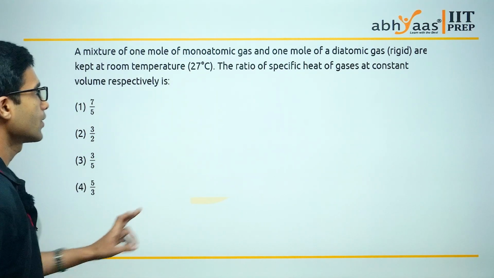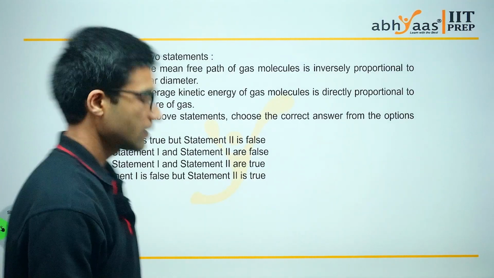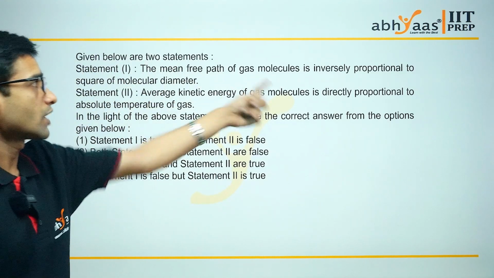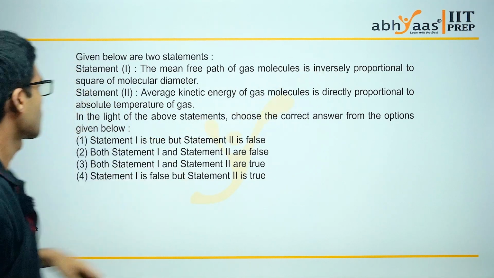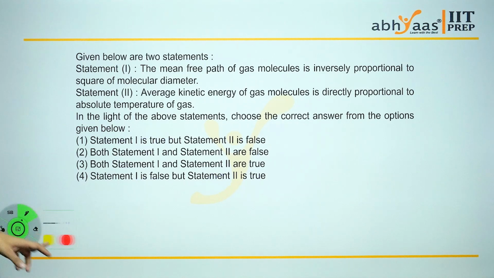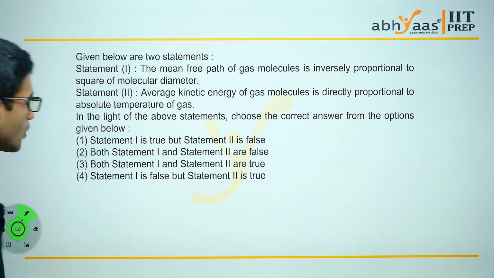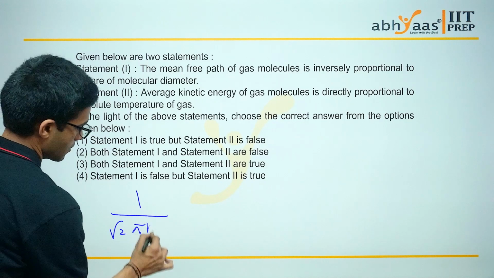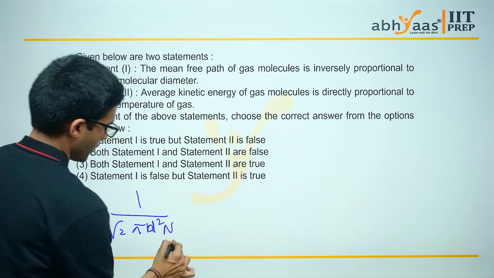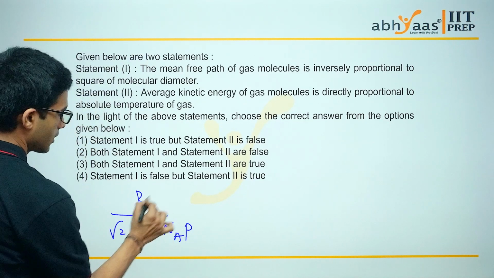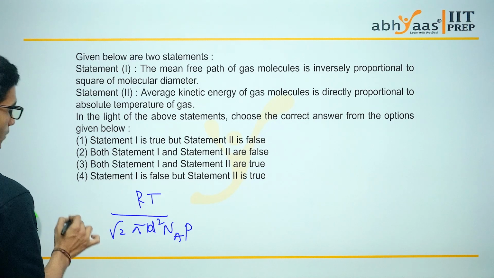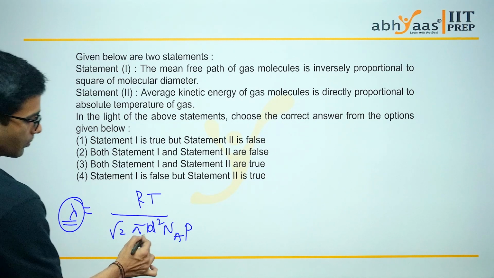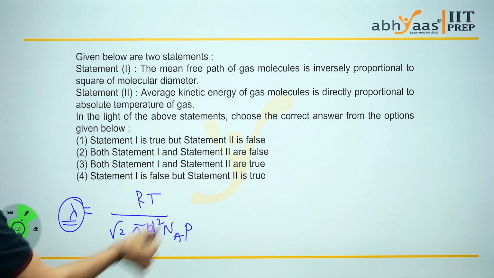Okay. Now going to the next question. These are theoretical bits. You know that just now we discussed the mean free path of gas molecules is inversely proportional to the square of the molecular diameter. So the mean free path is inversely proportional to d square, right? This one is right.